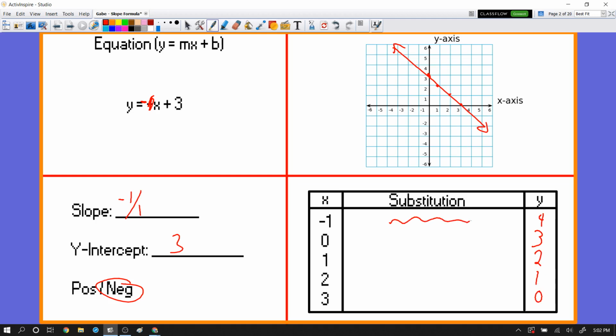I want to see this. That's what I'm always looking for. If that's not there, I'm going, what are you doing?